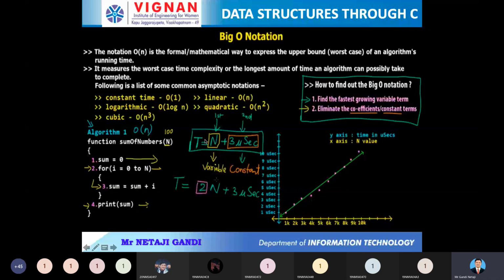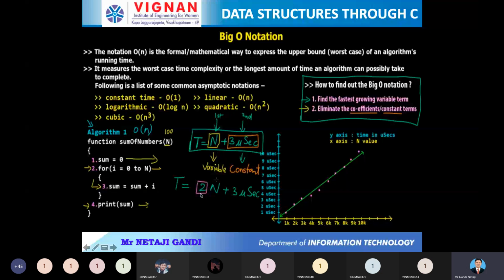Coming to the second one, what is the coefficient? T is equal to 2n plus 3. This is an equation, a general equation. So n is a variable, 3 microseconds is a constant, 2 is a coefficient. What is the second step we follow to calculate the big O notation? To eliminate the coefficients and constants. Then we can remove the 2 and we can remove the 3 microseconds. 3 is a constant, 2 is a coefficient. You can remove both. What is remaining? n is remaining.